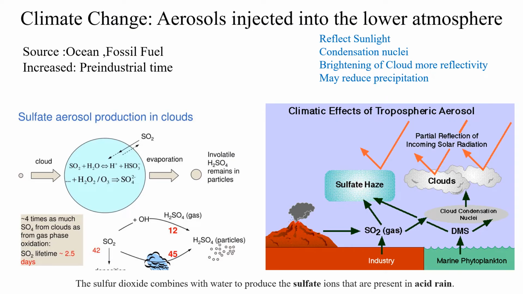So as I said, aerosol injection into the lower atmosphere reflects sunlight, and it also works as condensation nuclei, and it creates brightening of the cloud, more reflectivity, and it reduces the precipitation. And those aerosol sources are the ocean and fossil fuels, and they actually increased in the pre-industrial era.